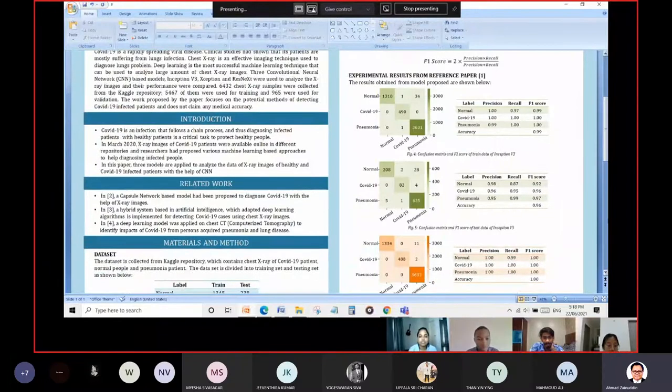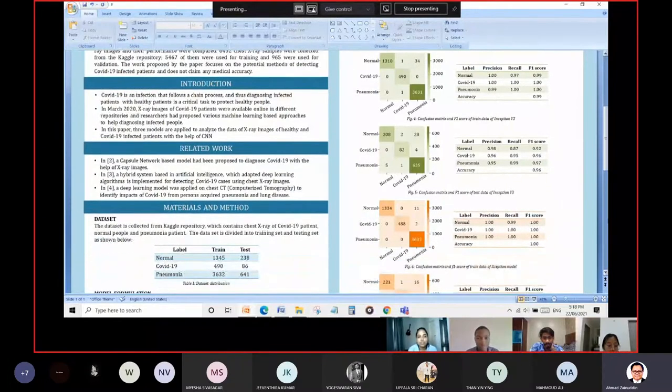Next, the related work. First, a framework model based on capsule networks was proposed to diagnose COVID-19 disease with the help of X-ray images. Then the CNN model, which is the convolutional neural network model, was proposed and applied on a collected data set of chest X-ray and CT images and received improved results. Another model, the COVID-RE-Net model, was proposed to extract the features with CNN for classification.